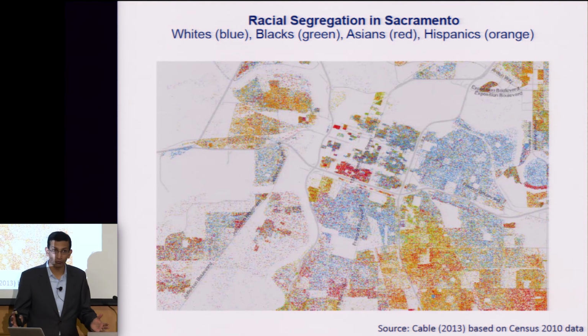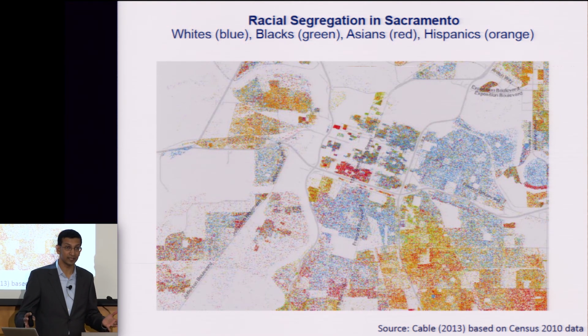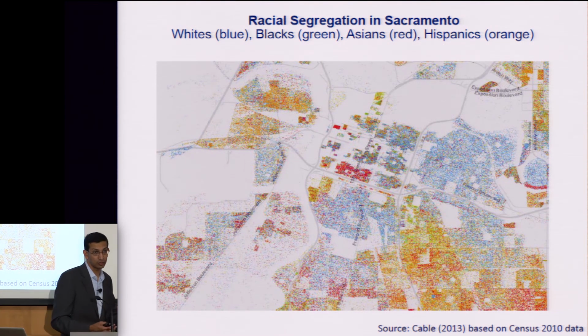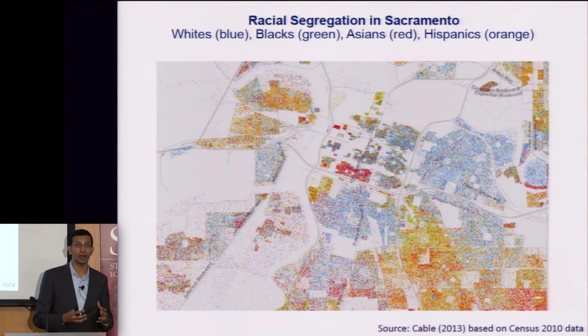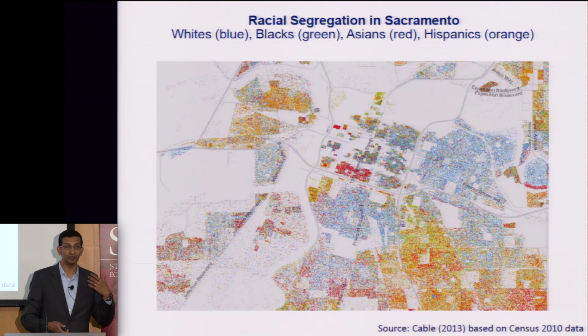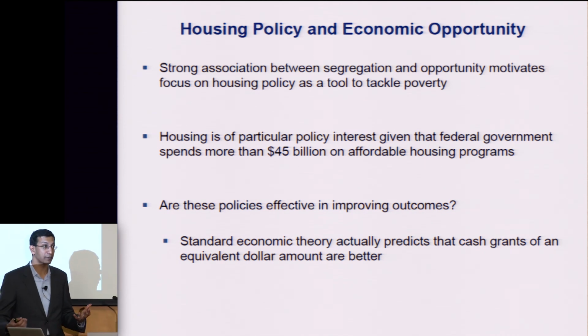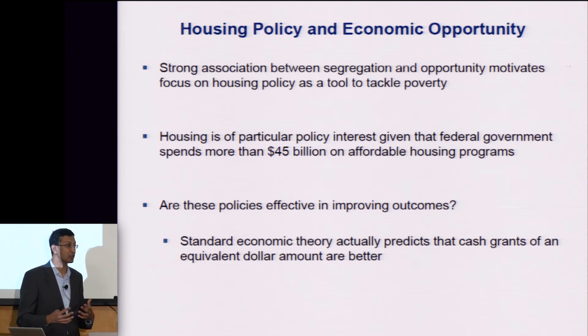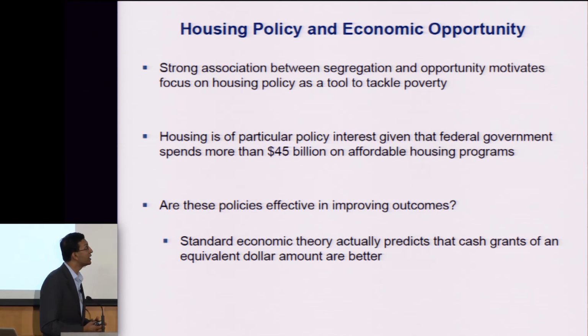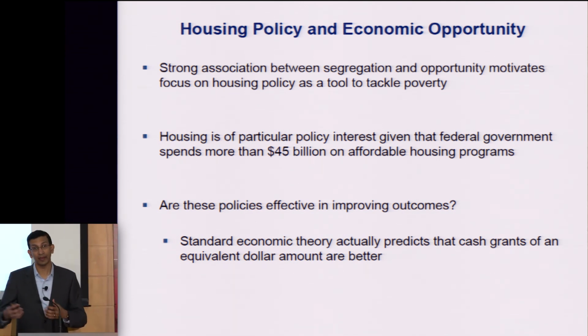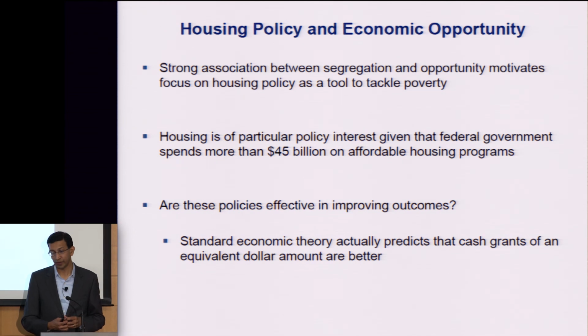So this is a very robust pattern across all the cities in the US, this strong negative association between segregation, both by race and by income, and rates of upward mobility. And so that, I think, naturally motivates a focus on housing policy, policies that might change the structure of cities, change where people are living, as a tool to tackle chronic intergenerational poverty and improve economic opportunity.